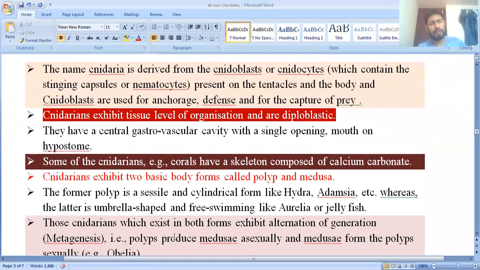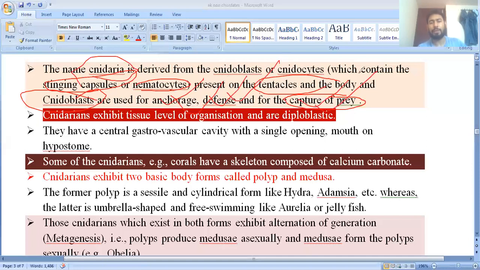Next, they have given the Cnidaria. Coelenterata is also known as Cnidarians. Why do we call them Cnidarians? Because they have cnidoblast cells, which are provided with stinging capsules or nematocytes. And they have tentacles. The cnidoblasts help to capture prey, and for defense and anchorage. Tentacles perform three different functions: anchorage, defense, and capture of prey.